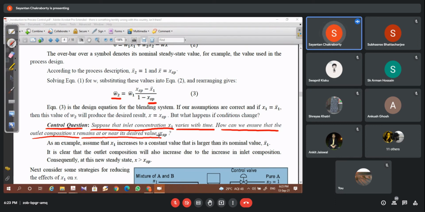This is the problem. X1, the inlet concentration in stream 1 of component A, has changed. Now you have to ensure, even under the changed condition, that X remains near the desired value of XSP. The change can only be made via the flow rate W2 through this control valve. Let us see how these changes can be made.